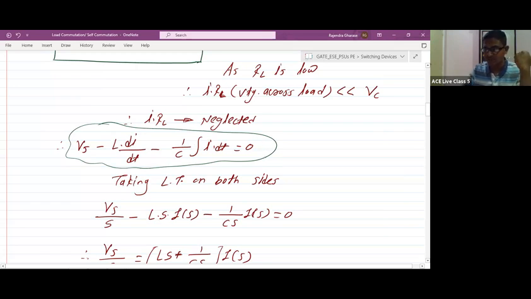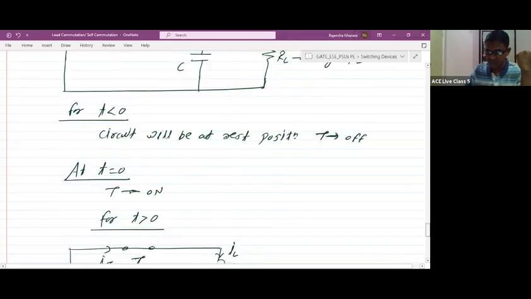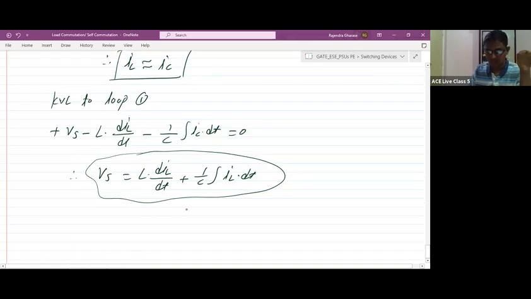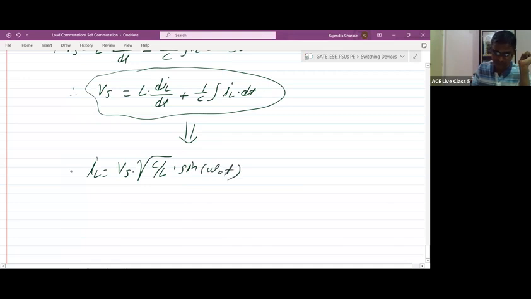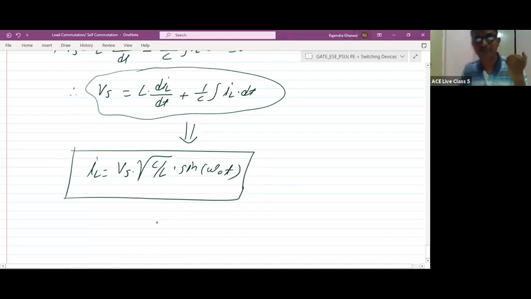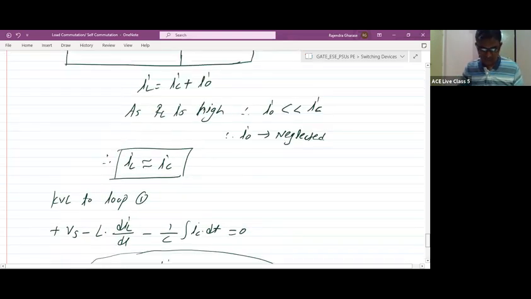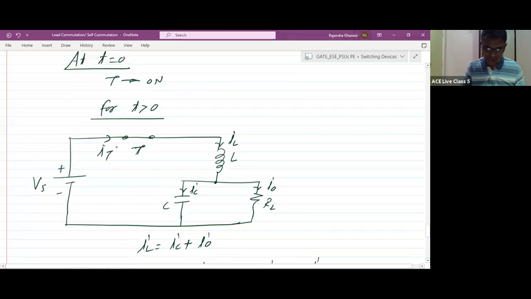Now instead of I, we are having IL. If I follow the same steps and simplify, then we'll get IL is equal to again Vs into under root C by L into sine of omega 0 t. In the previous case, we got this expression for current I. Now this is IL, but whether IL and IT are both the same or not, you can check, IL and IT both are the same.